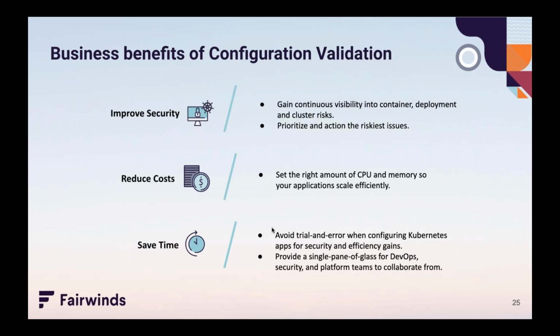Finally, business benefits. In order to go down this path, you have to have a business ROI so that your executive teams and your decision makers can understand what they are going to get out of this investment. Naturally, improving security is one area that configuration validation can help you with. When it comes to improving security, you're going to gain immediate visibility into the health of your Kubernetes infrastructure from a security perspective so that you can prioritize those improvements.